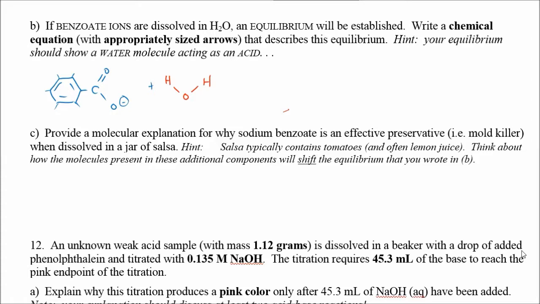So here on 11b, I'm talking about benzoate ions. I've sketched here a representation of the benzoate ion. I didn't show all the carbons. This negative charge is the only important part right here. I've sketched a water molecule next door. This ion here, the benzoate ion, is a base.